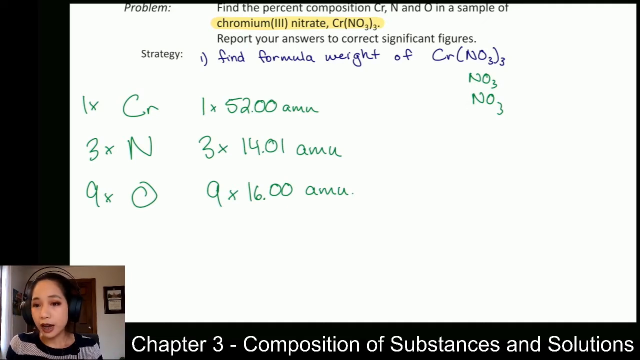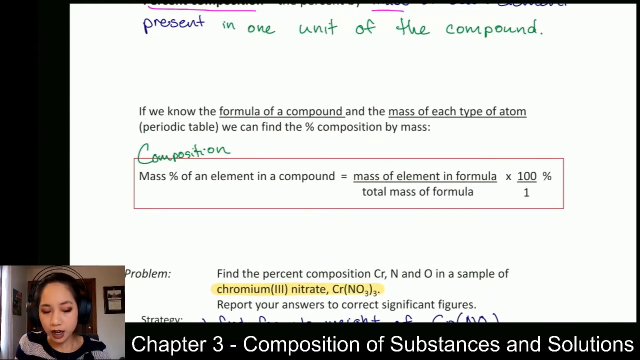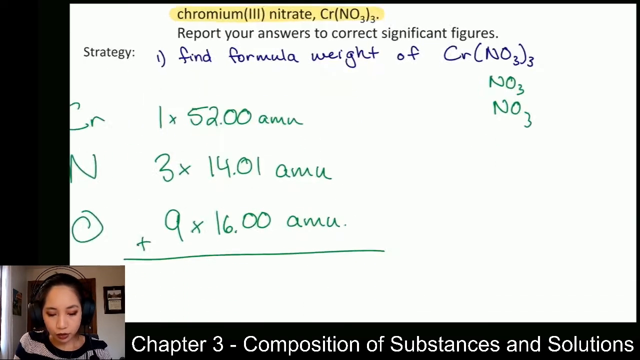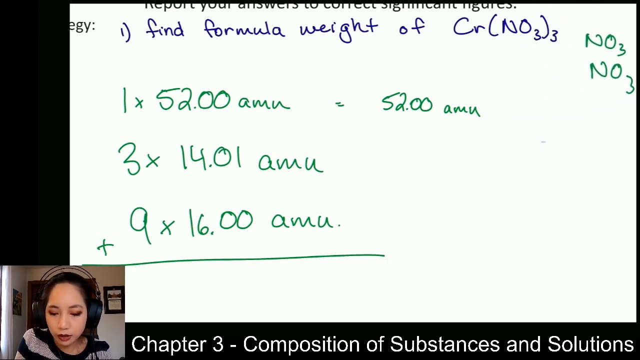Okay, so I've taken inventory of all these elements. I can go ahead and add them up. But a nice way to save yourself some time is to do the math here for each line. Essentially, what is the mass of all of the chromium? What is the mass of all of the nitrogen? What is the mass of all of the oxygen? This will save us a little step when we apply the percent composition formula, because here in the numerator, we put the mass of each element in the formula. So we find the weight of all of the chromium. We know that that weighs 52.00 AMU.